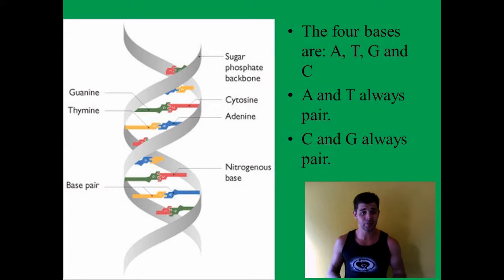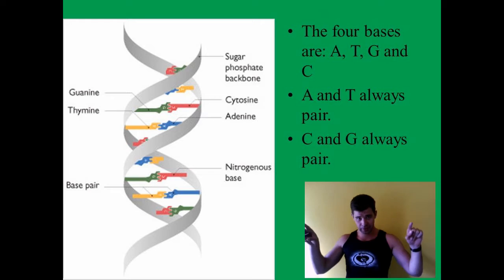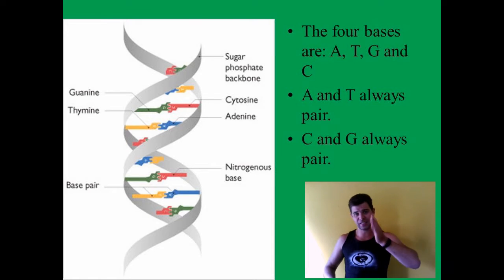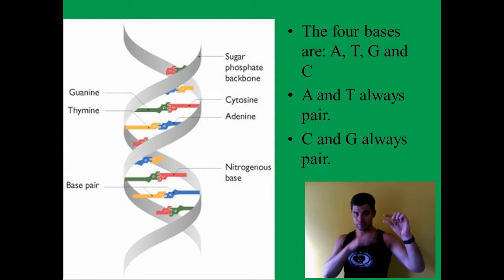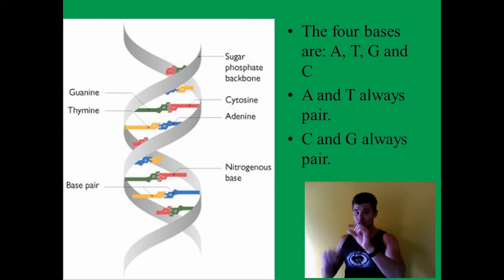And quite often in exams, you'll be given one rung of DNA that says A, T, C, C, G, G, A, T, and you'll be asked to name the appropriate base pair. If it's an A, it always binds to a T. If it's a C, it always binds to a G.